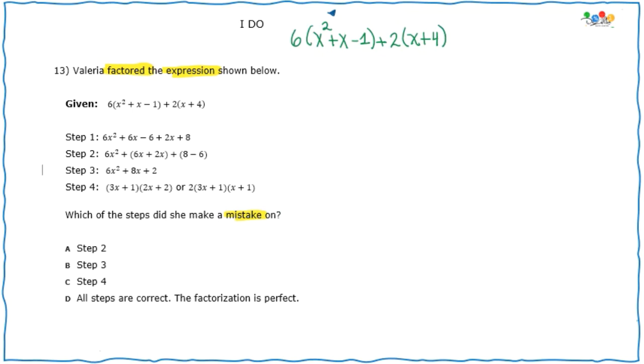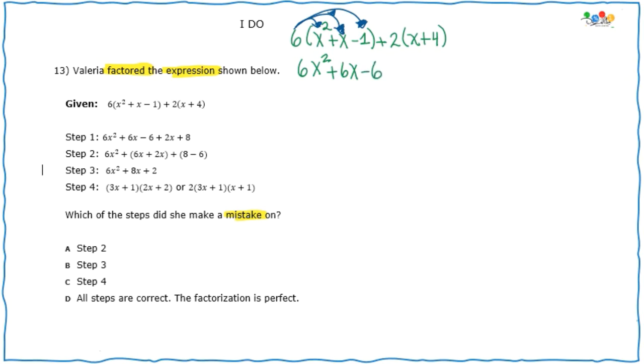So the first thing we need to do is the distributive property, right guys? If you remember, it means I'm going to multiply 6 by everything inside the parentheses. So I'm going to multiply 6 times x squared, and I'm going to get 6x squared. Very good. Then I'm going to multiply 6 times that x in the middle, and I get just 6x. Then I'm going to multiply 6 times my negative 1, and I get a minus 6.